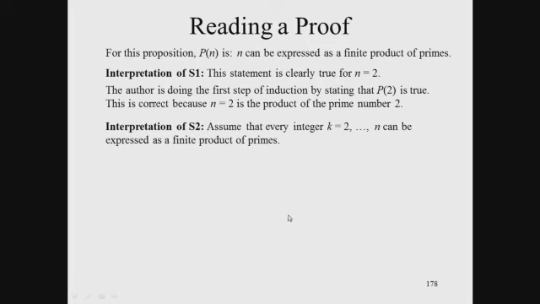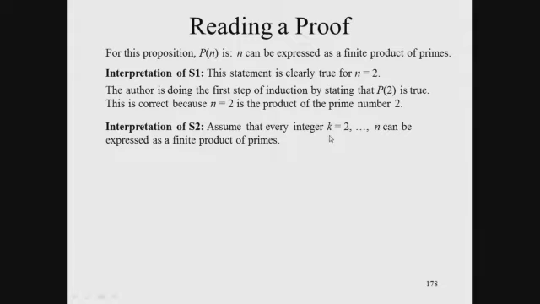Now let's go to statement S2. The author says, assume that every integer k equals 2 up to n can be expressed as a finite product of primes. What is the author doing here? He's assuming by strong induction that for all the values of k greater than 2 it is true. Yes, this is strong induction.